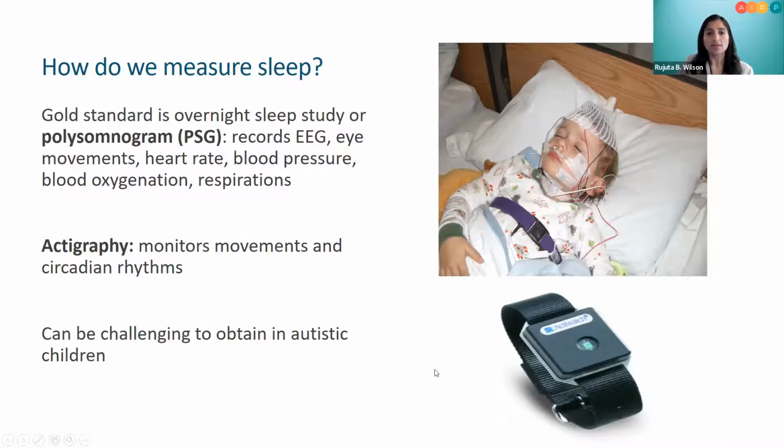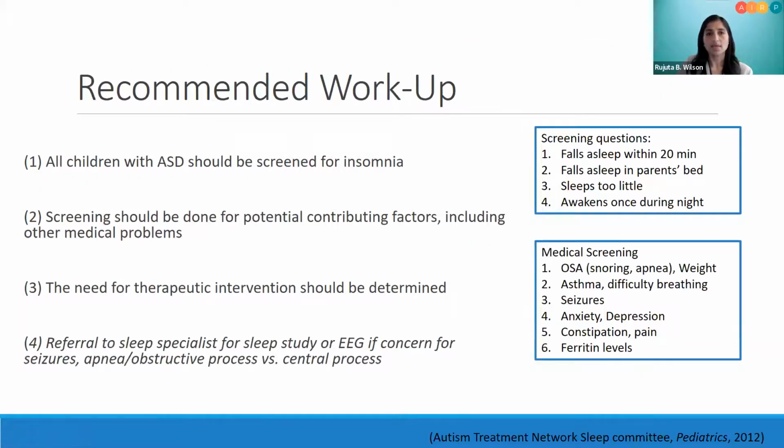And I write here that this polysomnogram can be challenging to obtain in autistic children, but the reality is it can be challenging in any population to get this measure, let alone if you imagine having all of these on you. Any of us might have difficulty sleeping in the sleep lab to actually get some of this information. Now, it is important, but we also want to think about other ways in which we can measure sleep, and other ways that can be easy screening tools for clinicians to use.